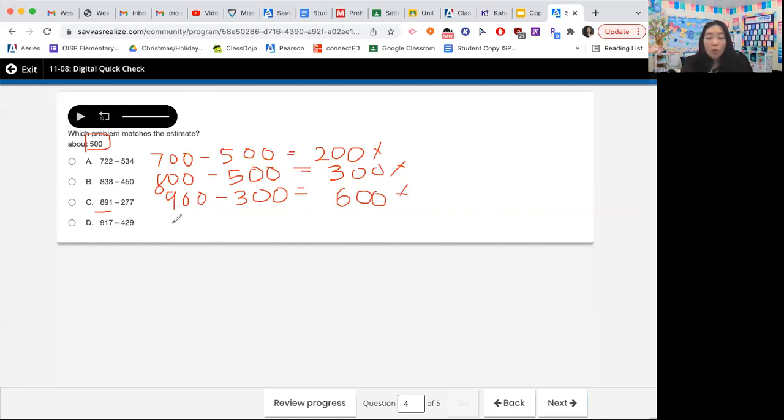917 is 4 or less, let it rest. So what is it going to be, 900 or 1000? 900. 421, it's going to say let it rest. So is 429 closer to 400 or 500? 400. So what is 900 minus 400? 500. So what is the answer? D. B.